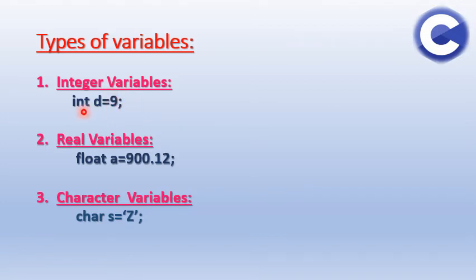So what is int saying? Int is saying that you have a variable named D which is storing data, and the type of data is integer. That is why int is used.